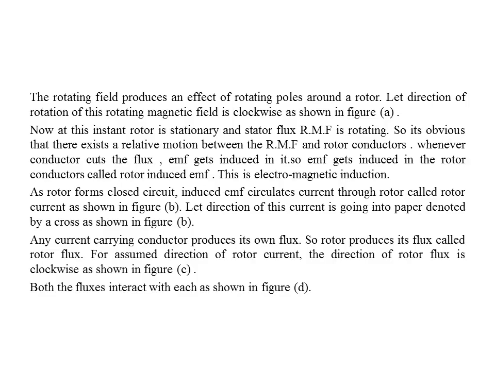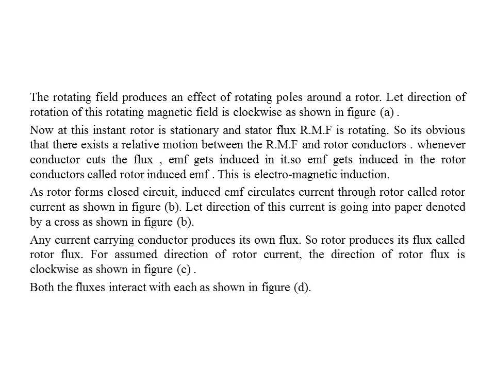The rotating field produces an effect of rotating poles around a rotor. Let the direction of rotation of the rotating field be clockwise. At this instant, the rotor is stationary and the stator flux, a rotating magnetic field, is rotating. So obviously there exists a relative motion between the rotating magnetic field and the rotor conductor.